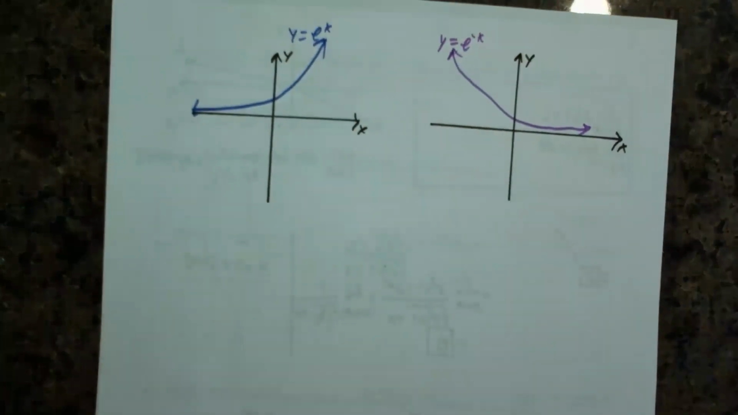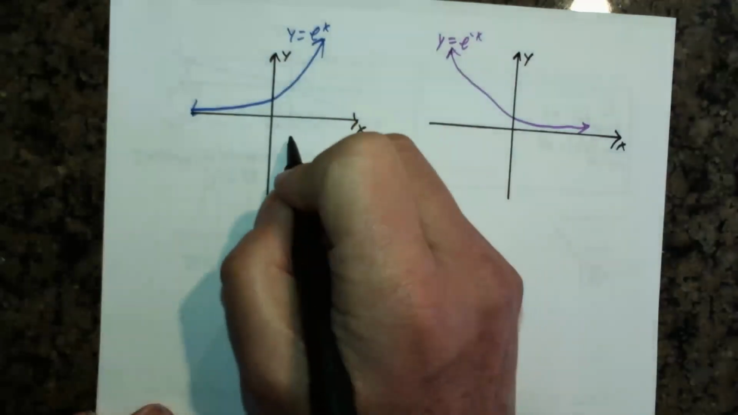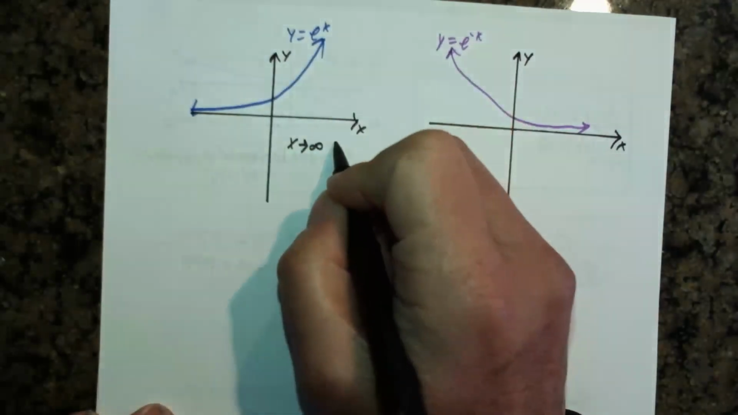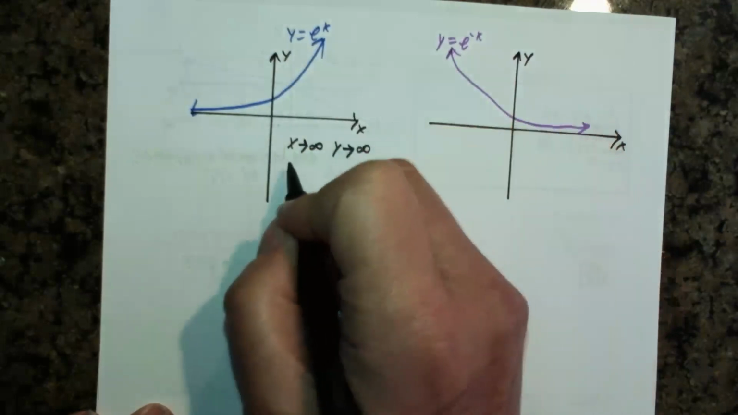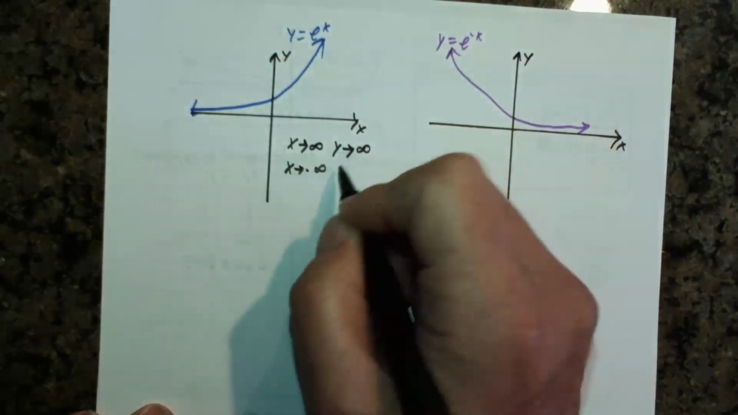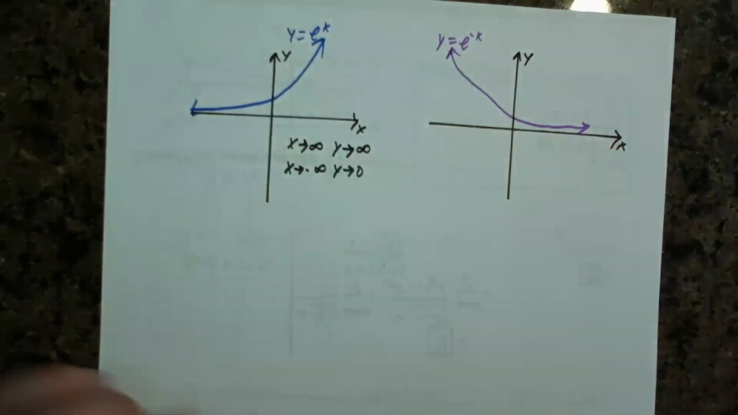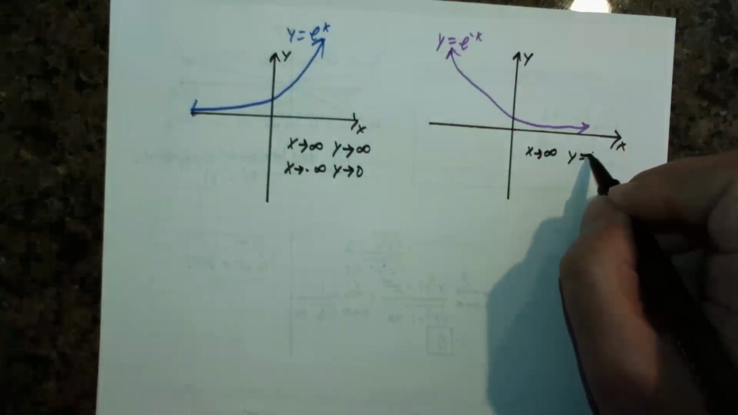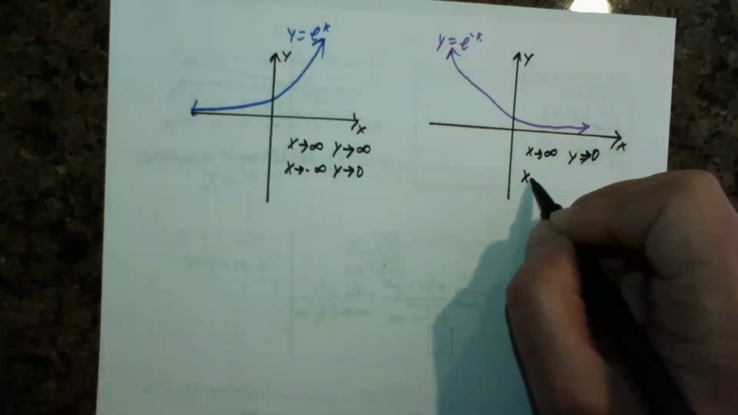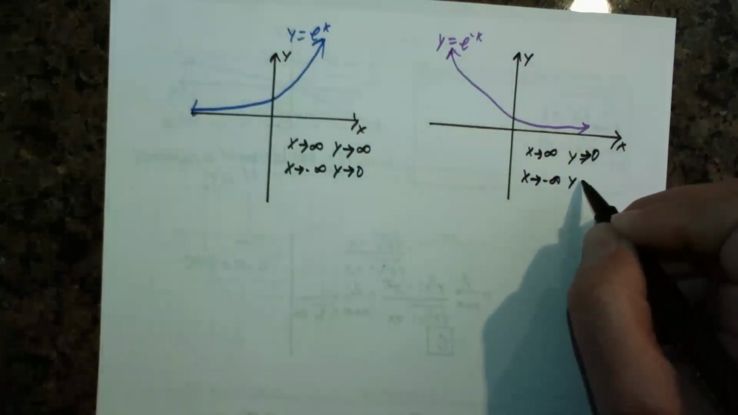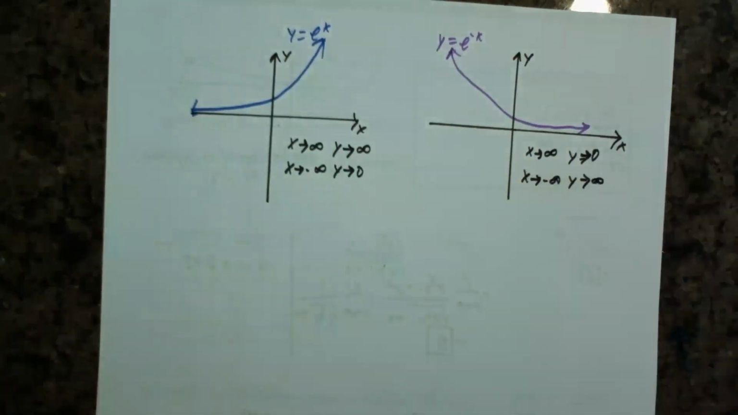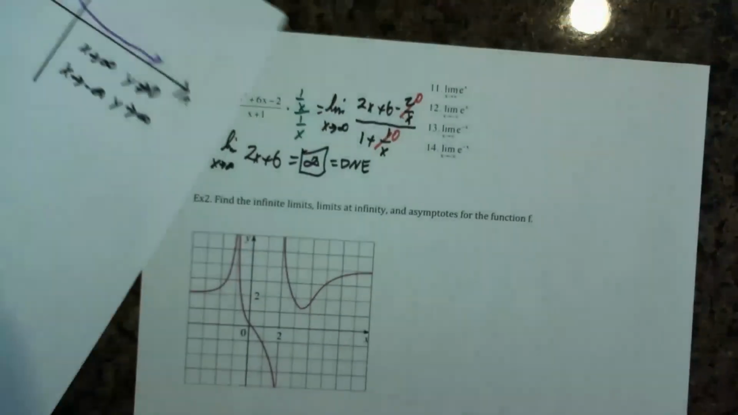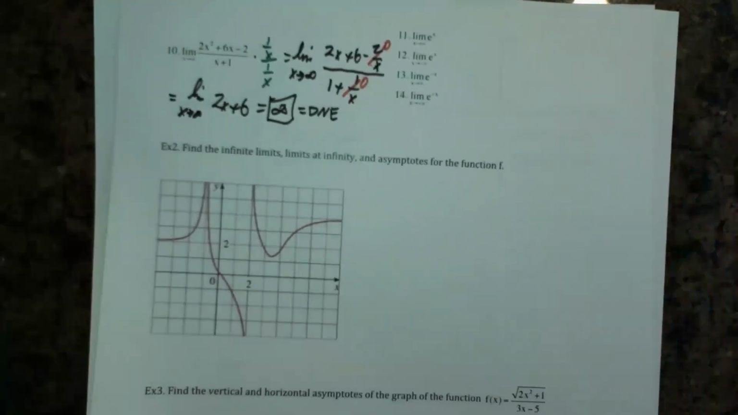And we're going to keep an eye on those. You'll notice for this one, as x goes to infinity, y goes to infinity. And for this one, as x goes to negative infinity, y approaches 0. And here we have the opposite. As x approaches infinity, y is approaching 0. As x approaches negative infinity, y approaches infinity. Keeping that in mind for the next 4 problems, I guess.